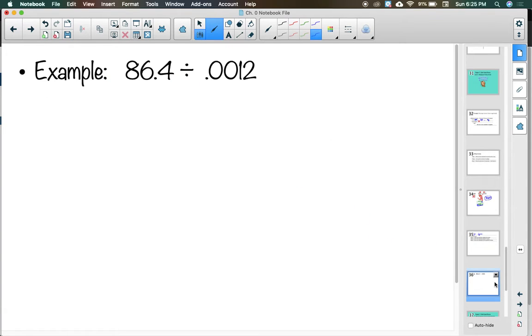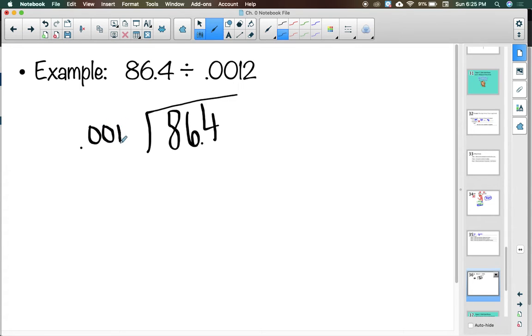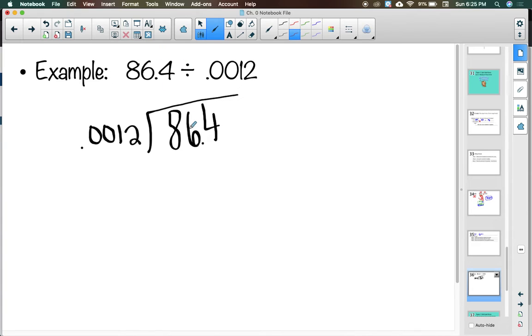Okay, I have one example for you here. 86 and 4/10, and I'm going to divide that by 12 10,000ths. Remember, the first number always goes inside the house, the second number always goes outside the house. It doesn't matter which number is bigger or smaller. What matters is which number comes first.